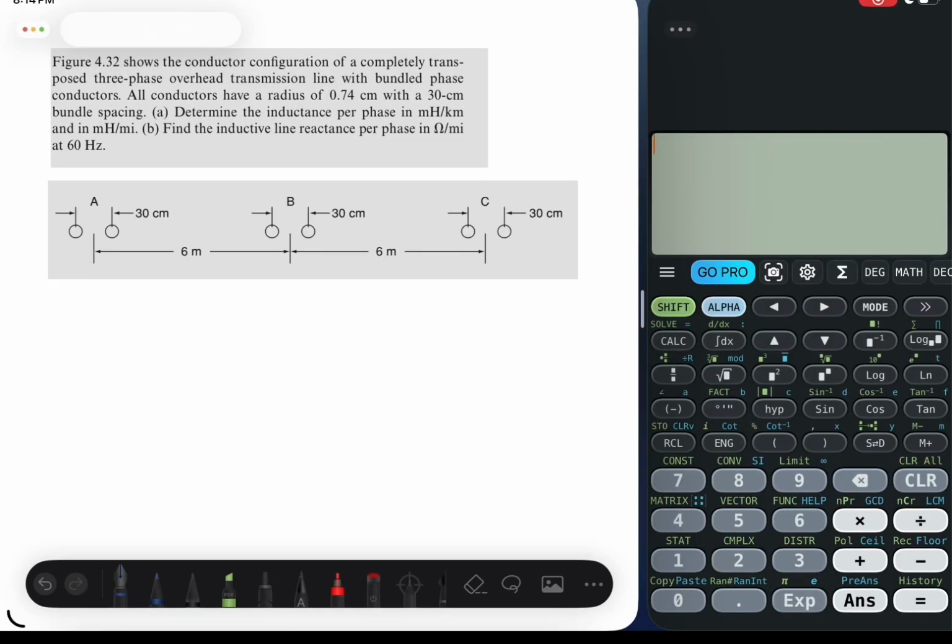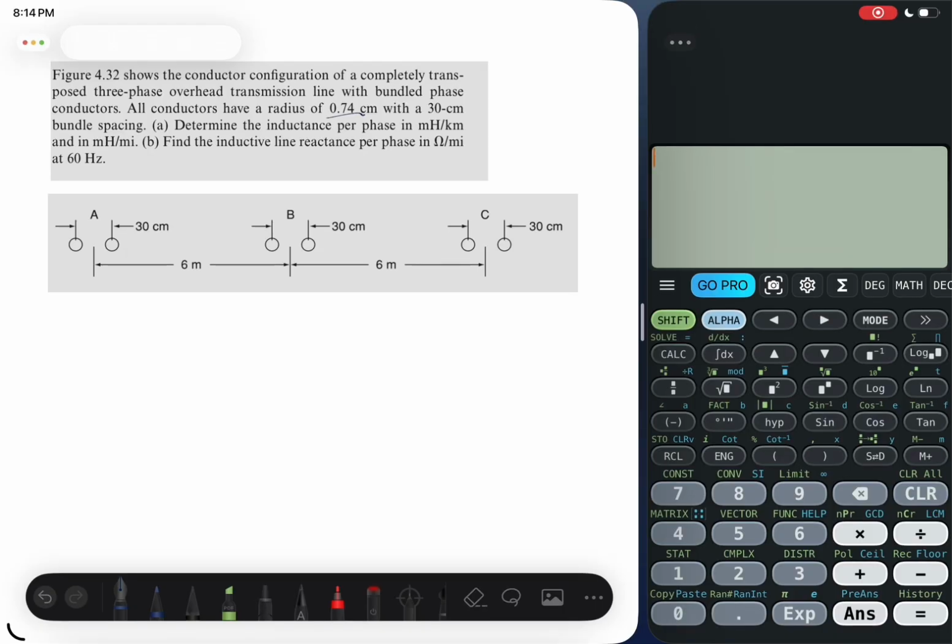Figure 4.3 shows the conductor configuration of a completely transposed three-phase overhead transmission line with bundled phase conductors. All conductors have a radius of 0.74 centimeters with a 30 cm bundle spacing. A: determine the inductance per phase in mH/km and in mH.